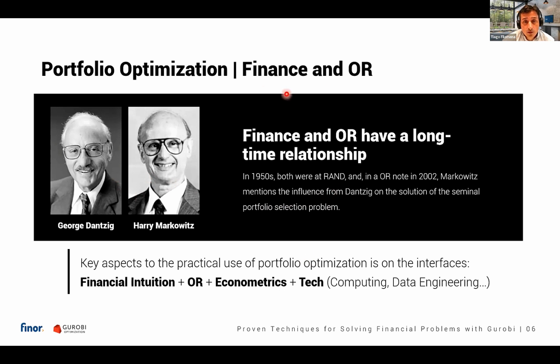And with that in mind, I would like to point out that when we are discussing portfolio optimization problems, we are always discussing a problem that is in the interface between many areas. So we have OR, we have econometrics, but we have a lot of tech on that because we have to put those models into production. So we have a lot of data engineering and ops to that. And also, we should never forget all the financial intuition that you need to solve those kinds of problems. Without that, it might become just a math competition, you know.